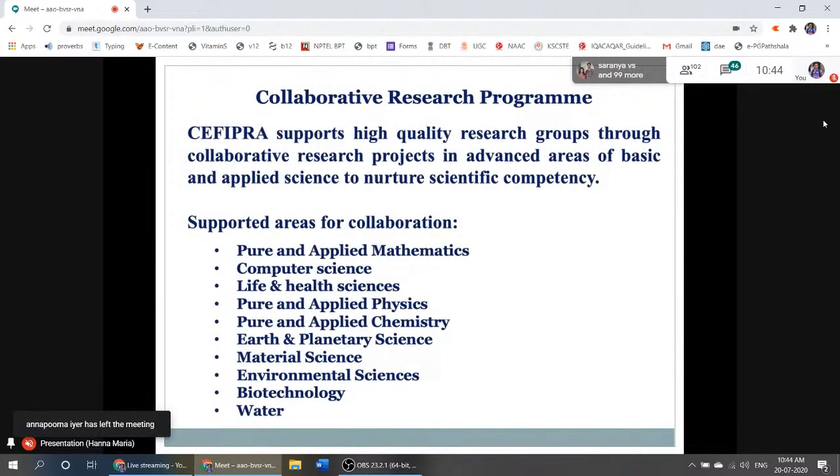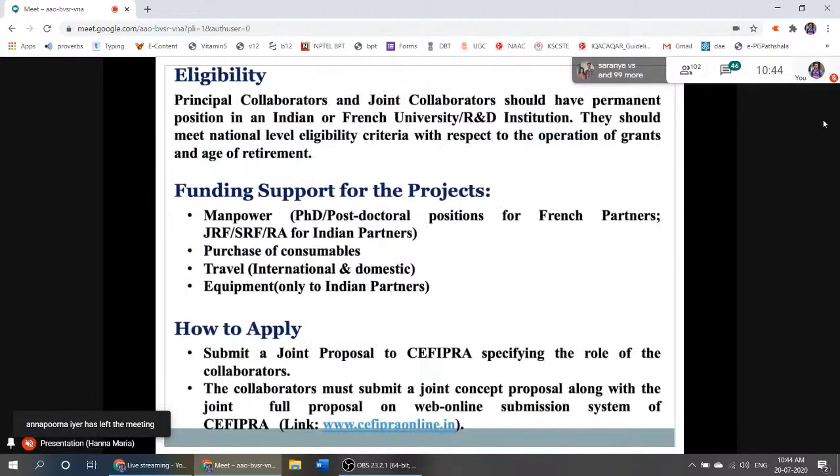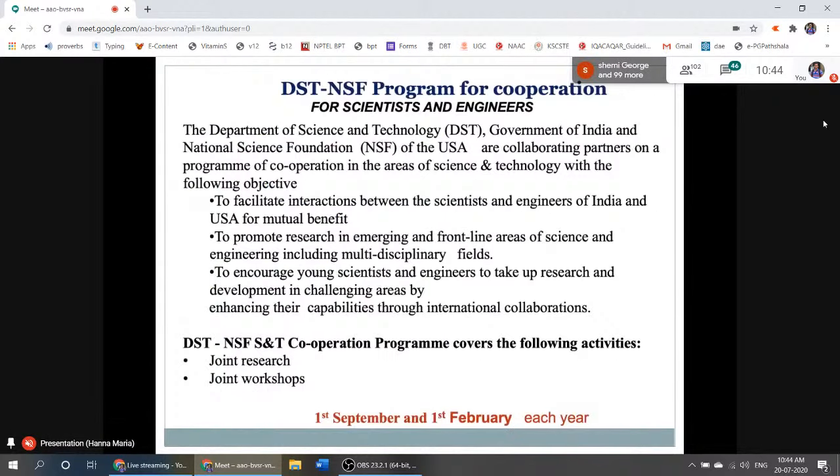This is also CEFIPRA. This is the Indo-French program. Next one. I will skip this. DST-NSF program. With the United States, recently we submitted a proposal under DST-NSF to make a new mask, a trilayer mask. Probably at the end of my talk, I will show you this. We submitted a very good proposal during COVID time with Georgia Tech in Atlanta, and MG University, Mahatma Gandhi University, Assam University, Medical College, Kottayam. We submitted a big proposal under the DST-NSF program. Next one, please.